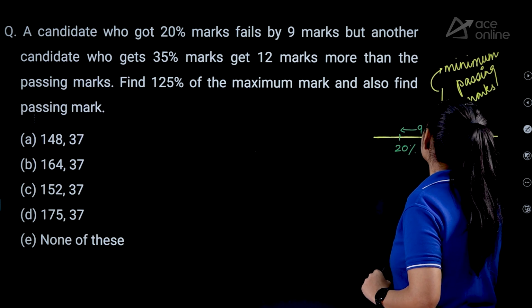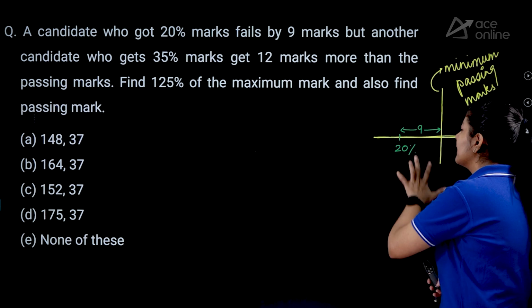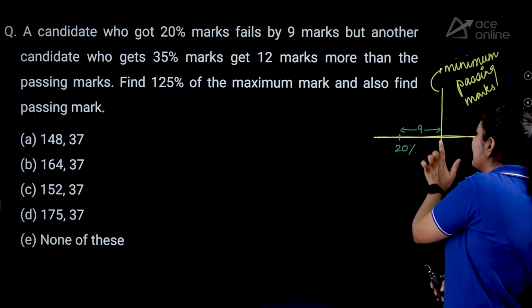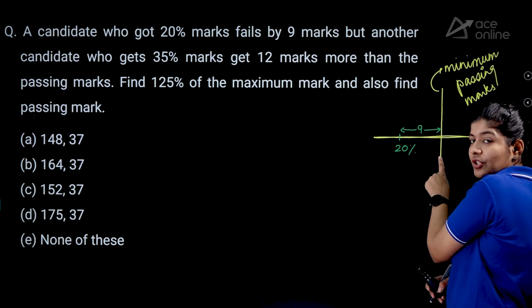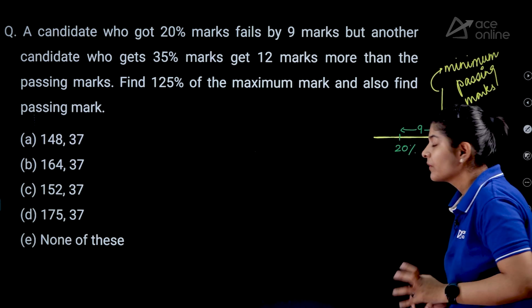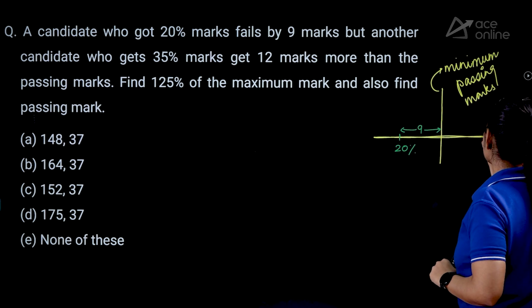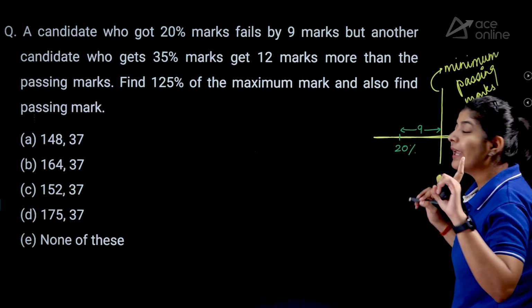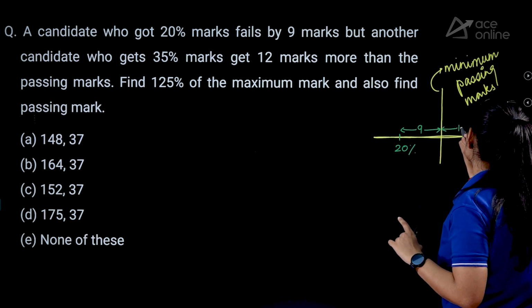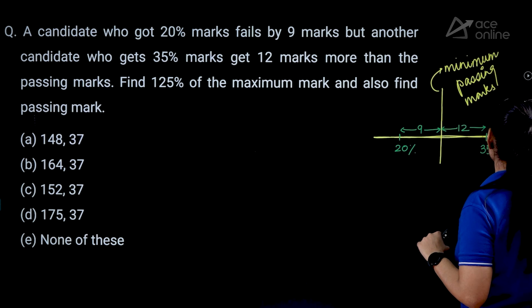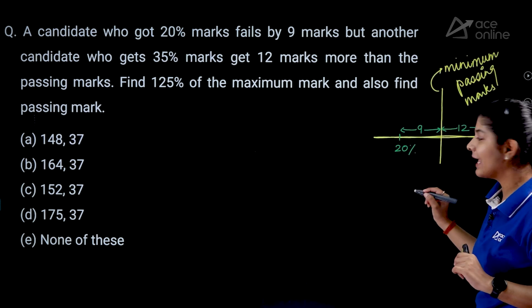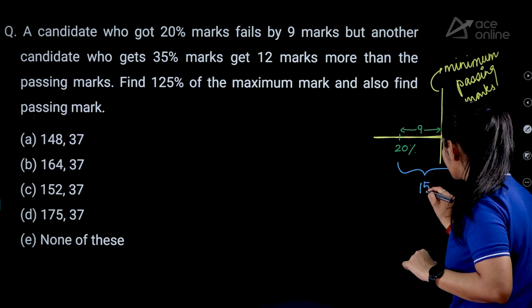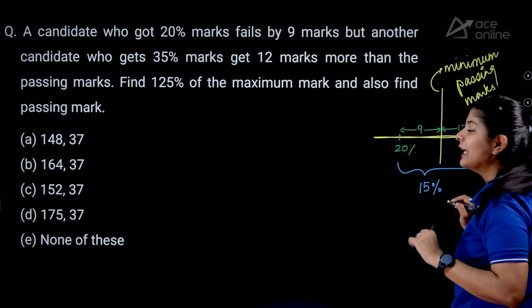So here we don't know the exact value of 20%, but we can say that if he gets 9 more marks, then he will reach this particular position that shows the minimum passing marks, right? There's one more student who secured 35% marks, but he'll get 12 more marks than the minimum passing marks. So with the help of this data, we can say that in the percentage value we are getting a difference of 15%.